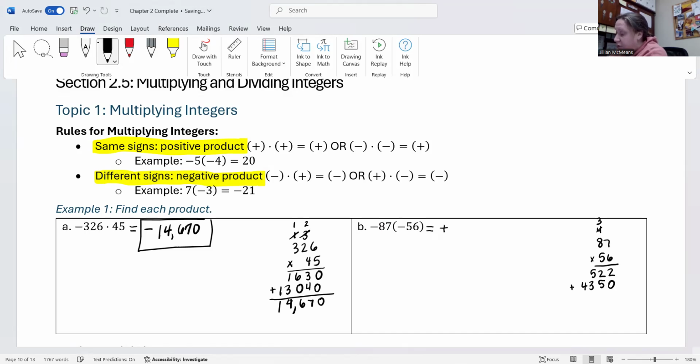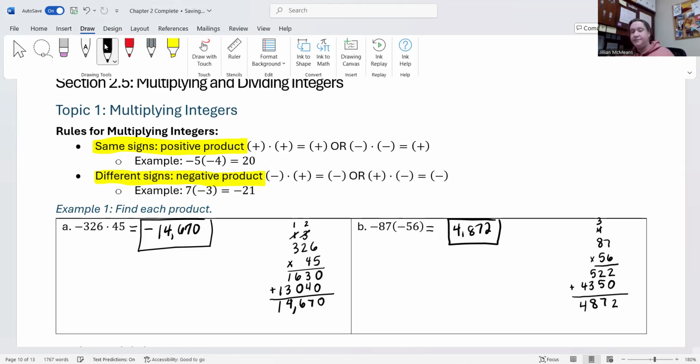So I have my two partial products. I need to add them. Let's see, 2 and 0 is 2. 2 and 5 is 7. 5 and 3 is 8. Nothing to add to the 4, so I just drop it down. So we get positive 4,872. And again, I said this earlier, you don't technically write the plus sign. I just put it there so we would remember, hey, our final answer is in fact positive.